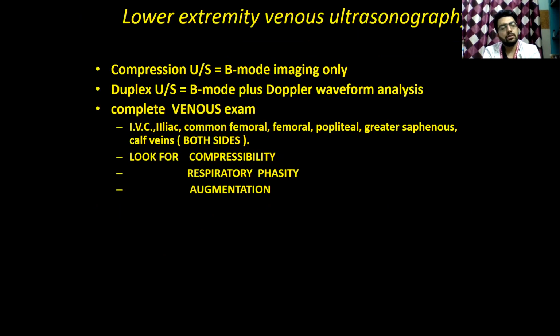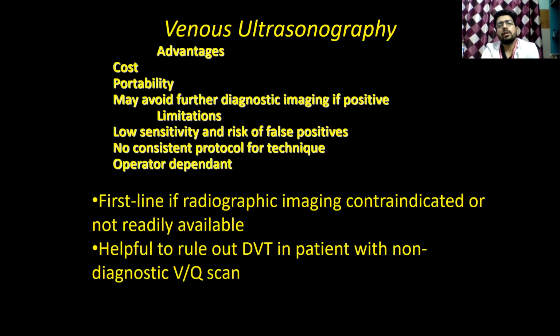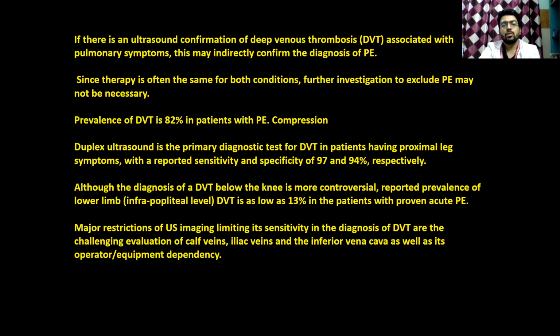For lower extremity venous ultrasonography, compression ultrasonography is preferred. You have to look for compressibility, respiratory phase delay, and augmentation. What are the advantages? Cost effective, portability, may avoid further diagnostic imaging if positive. Limitation: it is the first line if radiologic imaging is contraindicated or not readily available. It is helpful to rule out DVT in patients with a non-diagnostic VQ scan. Prevalence of DVT is 82% in patients with PE, so compression duplex ultrasound is the primary diagnostic test for DVT in patients having proximal leg symptoms.